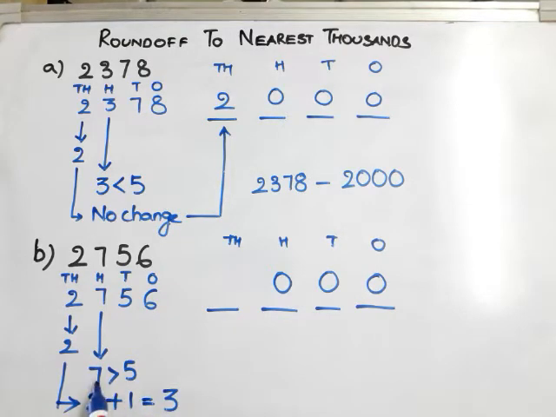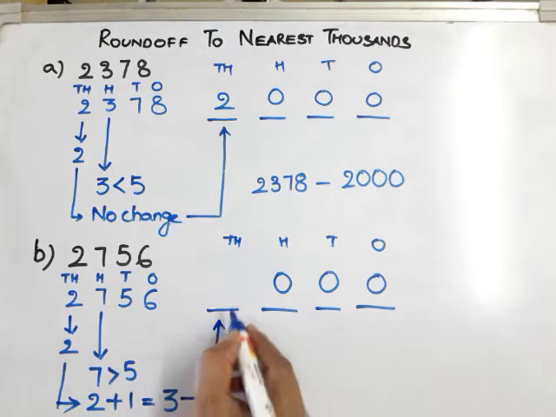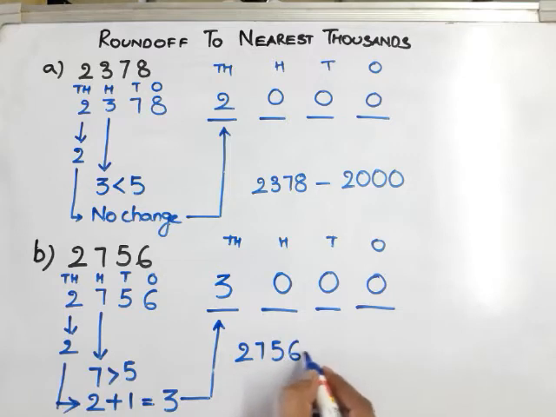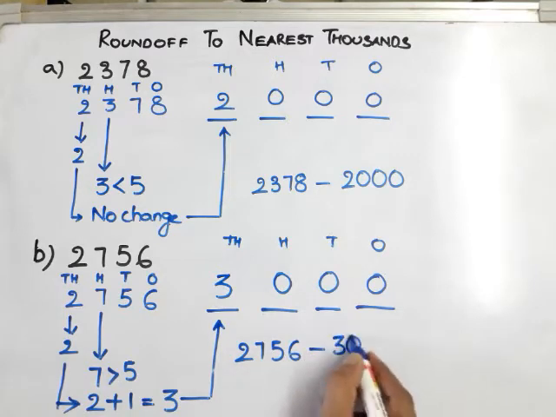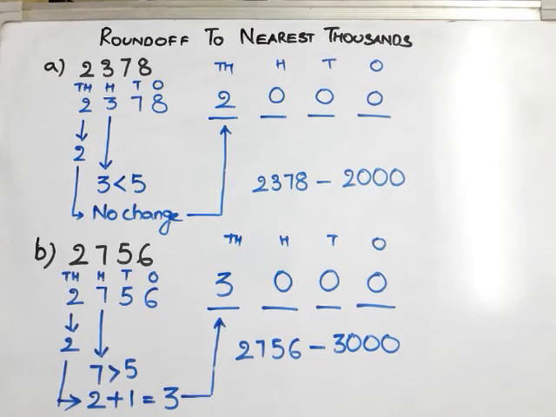Upon adding 1 to 2, we will get 3. Hope you are clear. Since 7 is greater than 5, the digit in the thousands place should be increased by 1. And this 3 will occupy the thousands place. Therefore, the rounded off value of 2756 is 3000. Okay, hope you are clear. Let us move to the next problem.